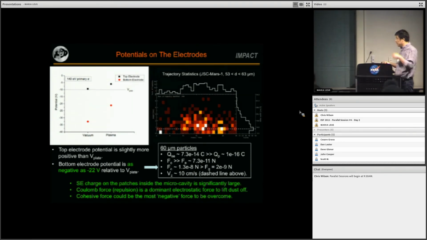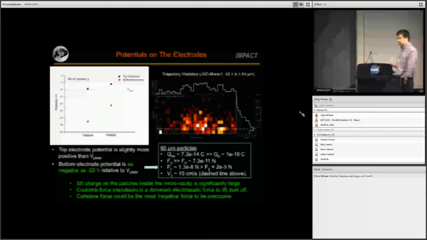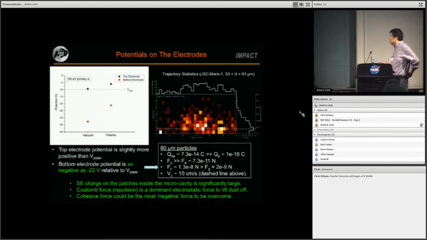So a short summary is that the secondary electron charge on the patch inside the macrocavity is huge. And the Coulomb force, the repulsion between particles, is the dominant electric force to lift dust off. Okay. And so now it seems like we have a chance to overcome the gravity, sure. But we didn't see a plume like hopping, like crazy. So I think the cohesive force is now the bad guy. So we need to do more study on that.